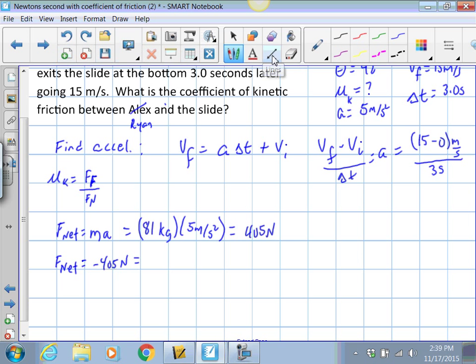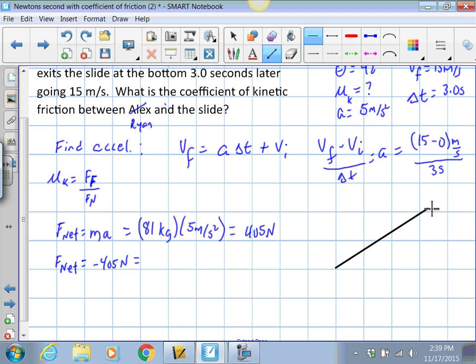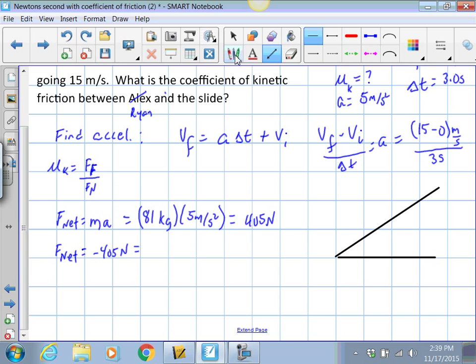One thing that we have not done is draw a force diagram. So let me sketch in my ramp. We've got our X and Y axis. We've got our slide, which is really just a ramp. We've got an angle. Do we have an angle? 42 degrees. We do. Here's Ryan, also known by his friends as the blue dot. And we have his weight.